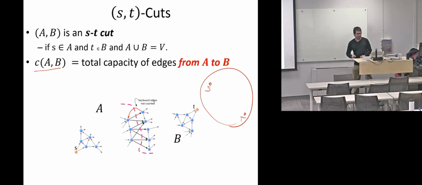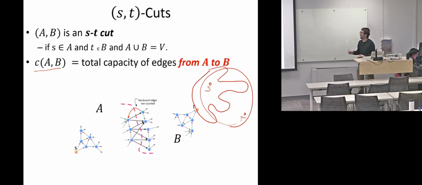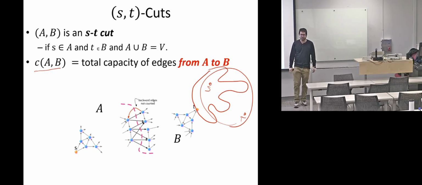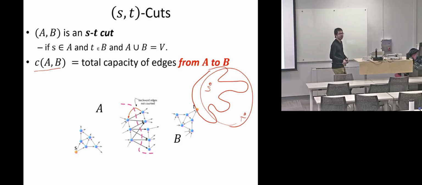But when we draw it, we need to draw it like this. As long as the set A contains S and does not contain T, then it's an S-T cut. So wait, does A have to be a connected component of the graph? No.